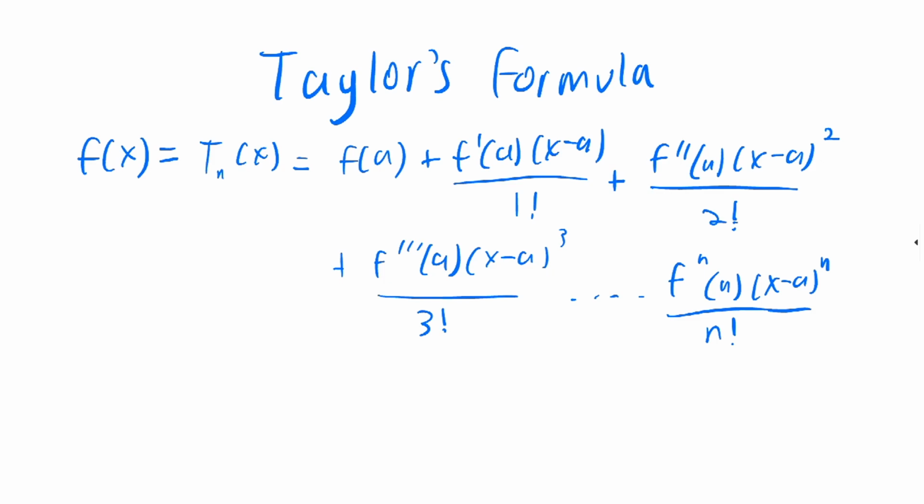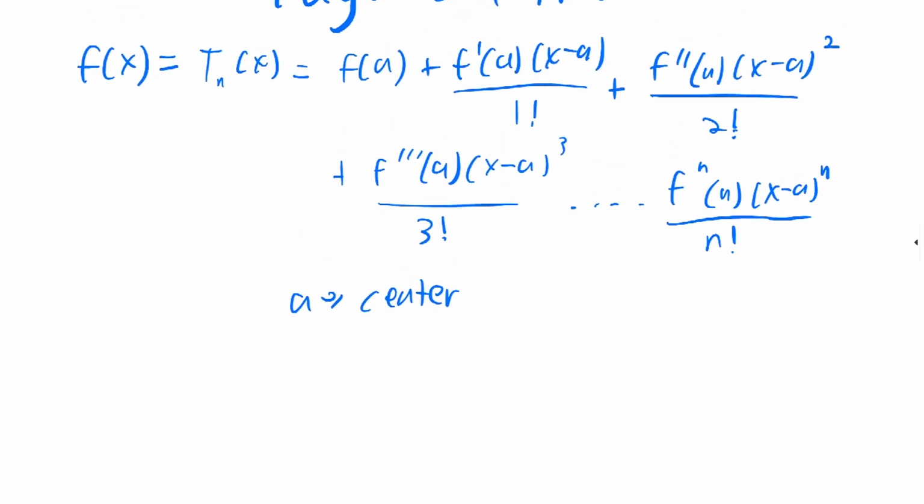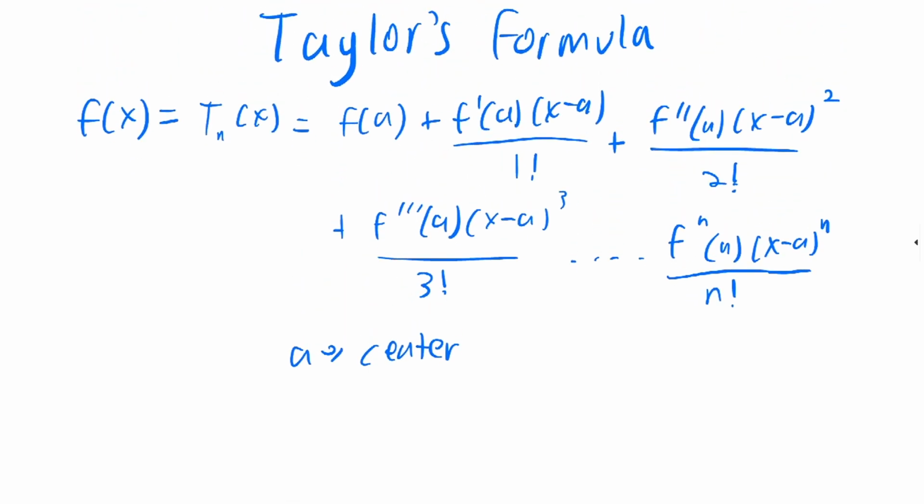And what is this a, you might ask, right? That we kind of pulled out of nowhere. a is where the polynomial is centered. It's like where you're centering your Taylor series. So for example, after we do a single problem with this, I'll show you what this means. Okay?